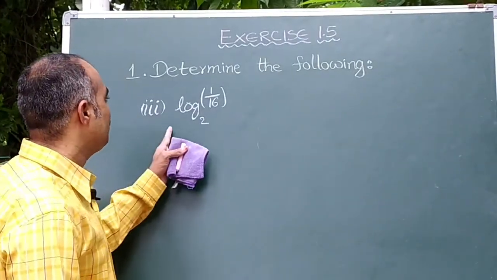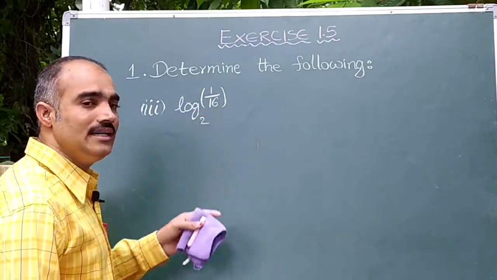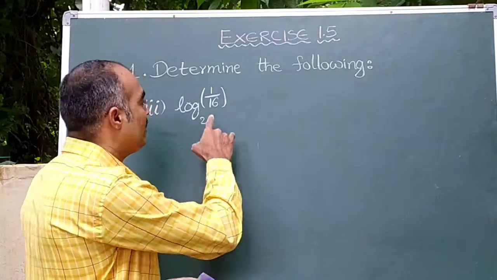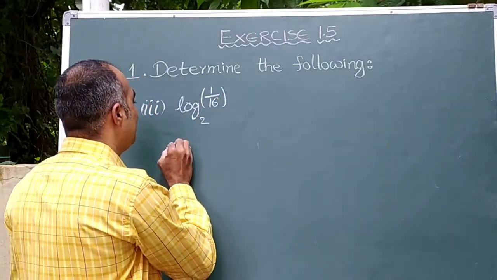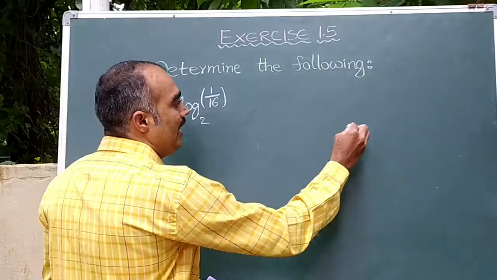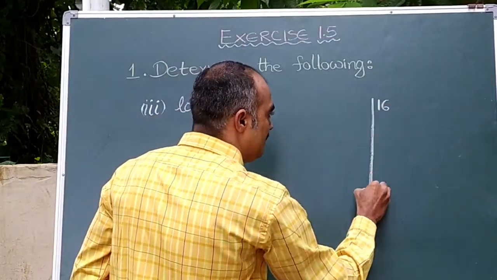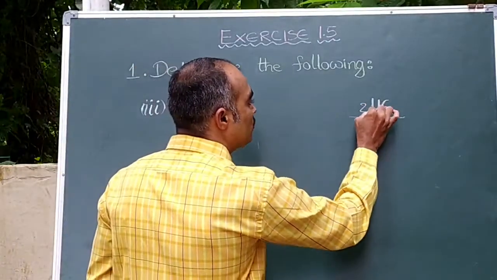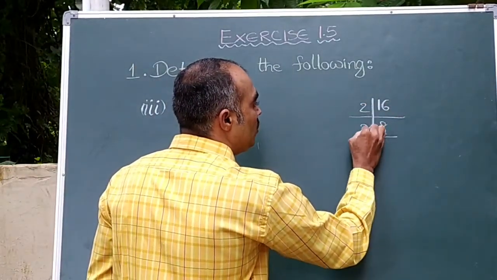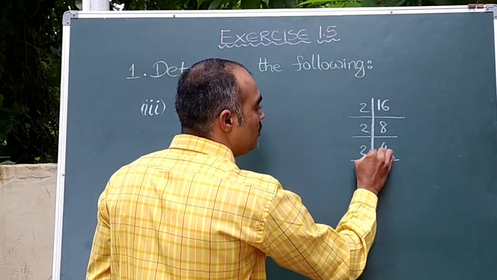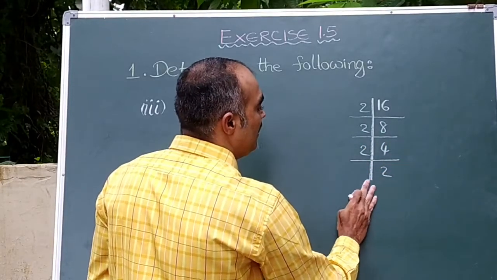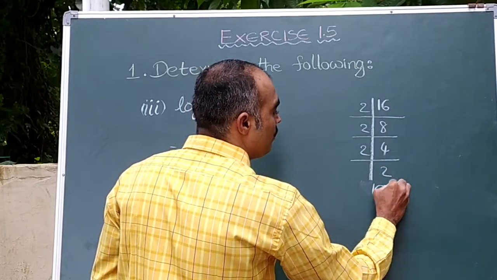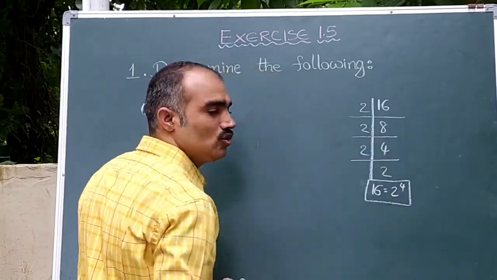Now let us say next bit, log 1 by 16 base 2. So here it is log 1 by 16. Let us take this 16 and factorize it into 2s. Here 2 is the base, so better we write it with 2 only. 2 eights are 16, 2 fours are 8, 2 twos are 4. So we can write 16 as 2 power 4.